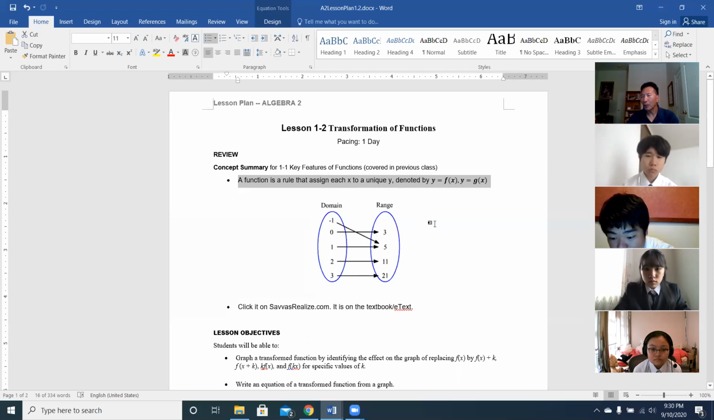A function is a rule that assigns each x to a unique y. Look at this diagram: for each x, you only assign one y. So that's what we got. Besides the definition of a function, we will also look at domain and range.